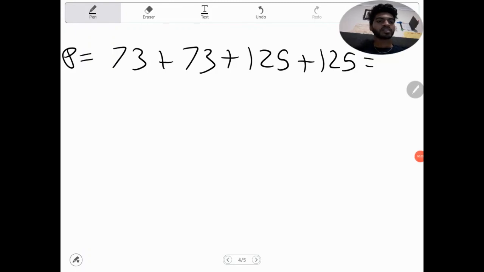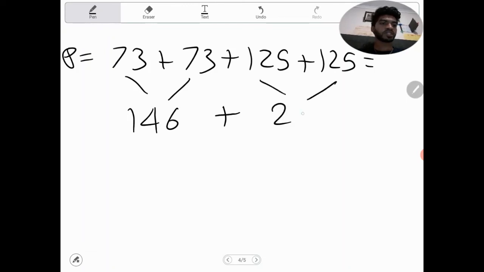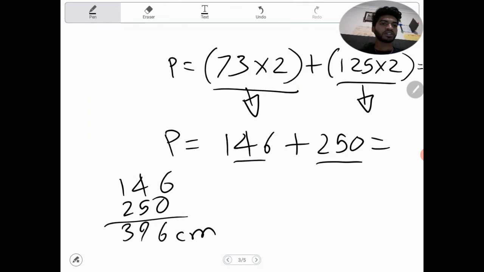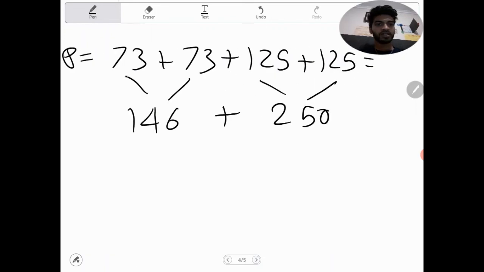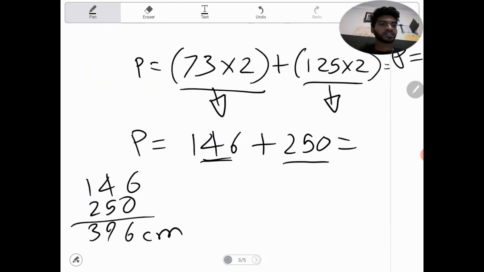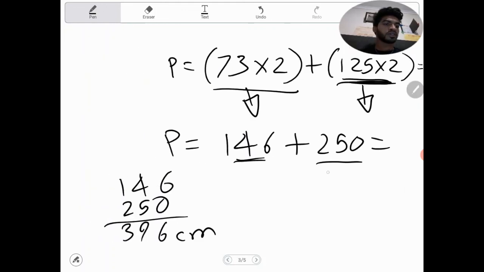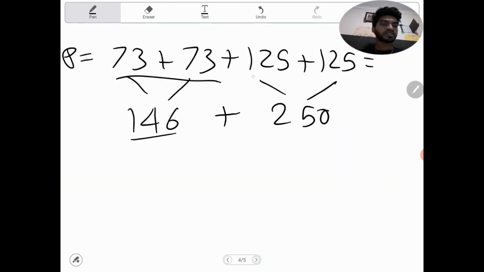Now the other way of calculating the perimeter was just writing the whole number sentence out. Now we've got 1, 2, 3, 4 different numbers that we're adding together because the rectangle has 4 sides. These two sides make 146. Add these two sides, which make 250. You'll see that it looks very similar to the other way of working it out, where we had it in brackets. As you can see, the brackets equal 146, just as these two over here equal 146, and the brackets on this side make 250, just as this side, 125 plus 125, also makes 250.